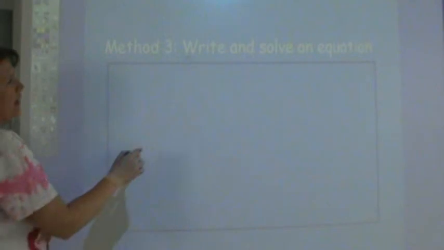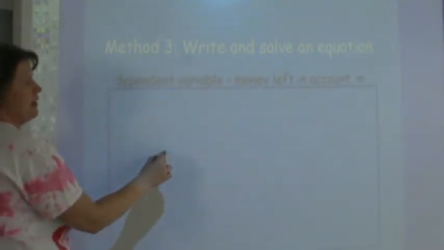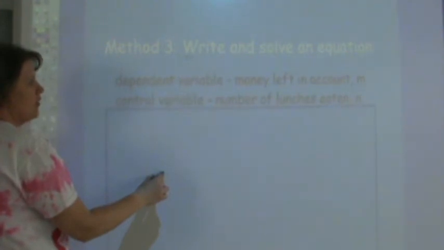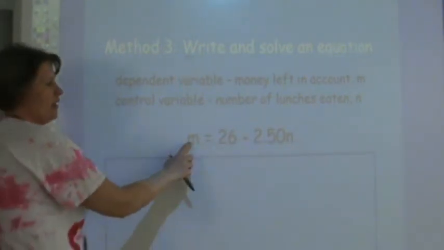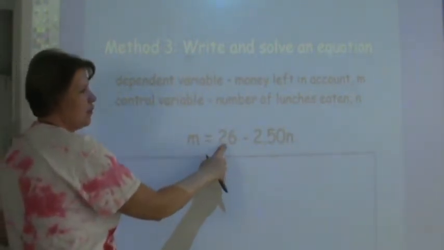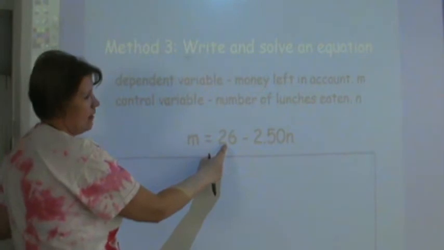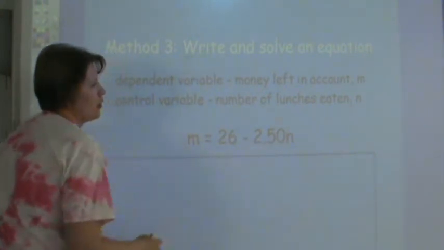As an equation, we're going to identify the dependent variable, which would be the money left in your account. I called that M. The control variable would be the number of lunches eaten. That was N. So the money you have left in your account would be $26, which is what we have now, minus the $2.50 per lunch that you eat.